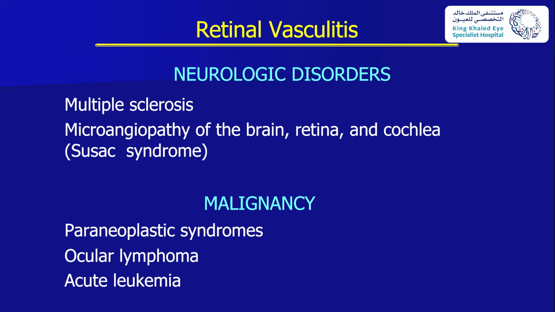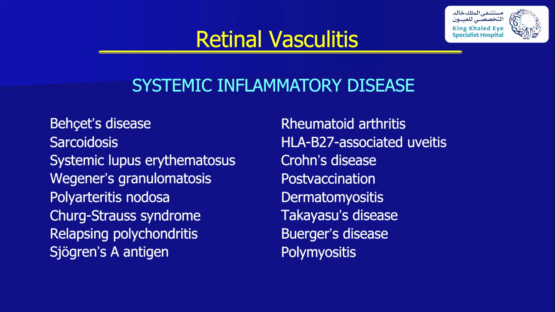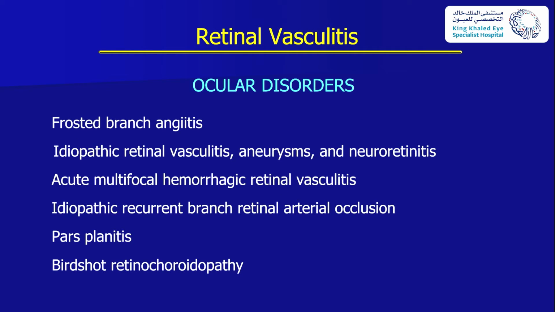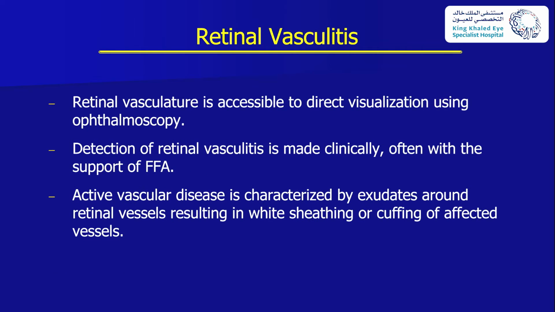Malignancy can masquerade as retinal vasculitis: acute leukemia, ocular lymphoma, and paraneoplastic disorders. There is a big list of systemic inflammatory diseases that are associated with retinal vasculitis that we will go through. Vasculitis can be limited only to the retina, and it can be an idiopathic condition like IRVAN. Most important is IRVAN.